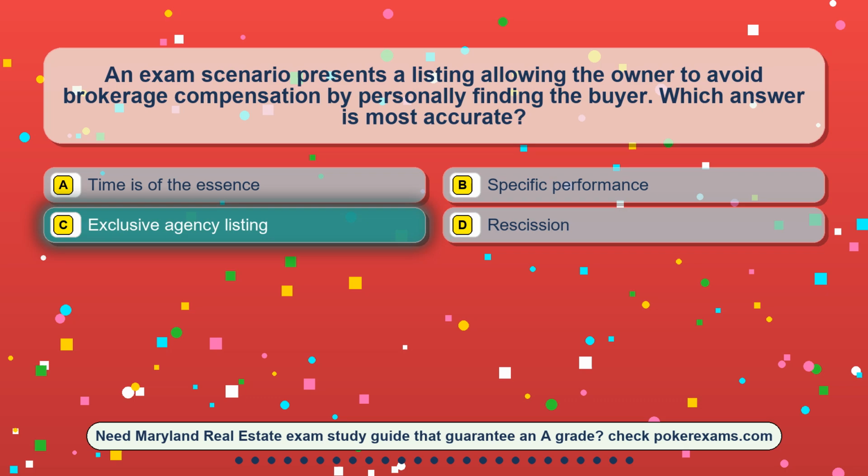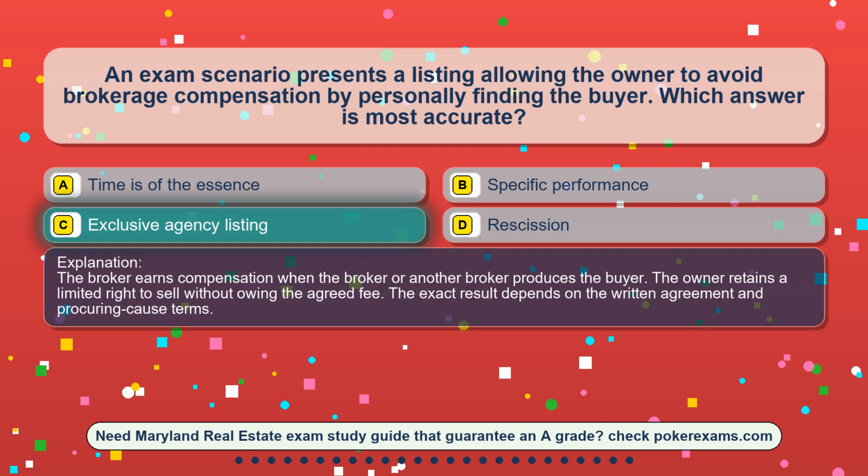The correct answer is option C, exclusive agency listing. The broker earns compensation when the broker or another broker produces the buyer. The owner retains a limited right to sell without owing the agreed fee. The exact result depends on the written agreement and procuring-cause terms.